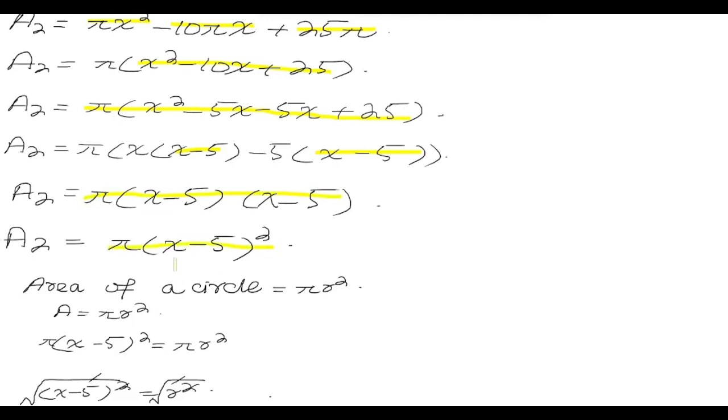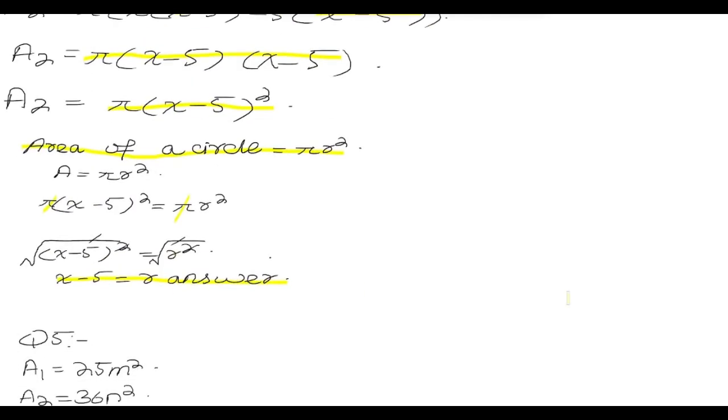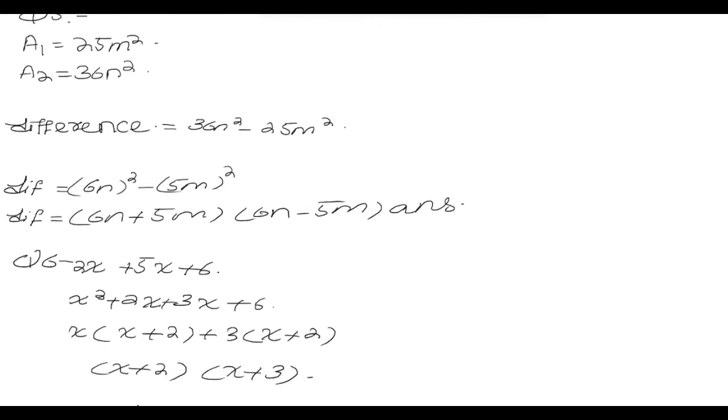But still we aren't done yet. We need to find the radius. So as we know, the area of a circle is pi r². We need to place the values. So again, pi will get cancelled. Then square root will be applied to remove the square, and then x - 5 is equal to r. So that means that for the first expression, this is the radius, and for the second expression, this is the radius. Okay, now let's move on to question number 5.